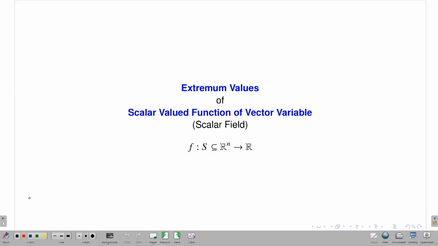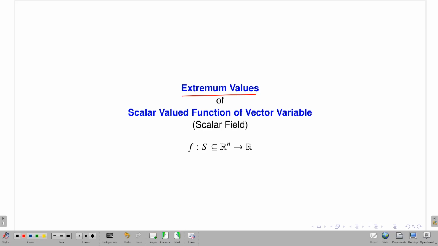Let me see how far I can go. Okay, so that's what I have written. This is extreme values of scalar valued functions of a vector variable. You see extreme values. I will explain what I mean by extreme. Extreme could mean maximum, could mean minimum, so together I am calling them extreme values.